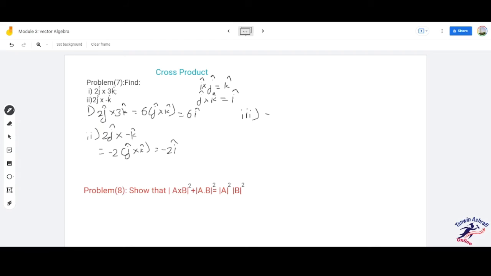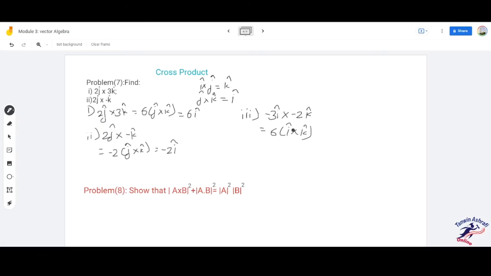Minus of 3 i cap cross product with minus of 2 k cap. Again you see there are two scalar quantities, minus of 3 and minus of 2. If I multiply minus and minus, this results in plus. 3 into 2 is 6. The remaining is i cap cross product with the k cap.